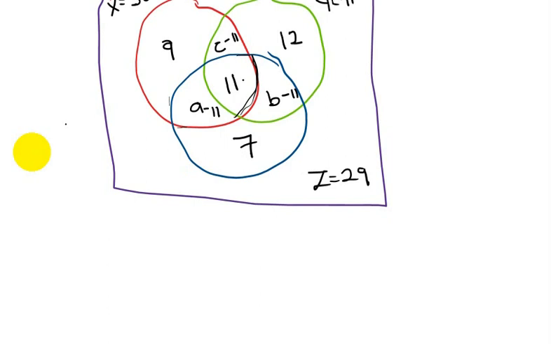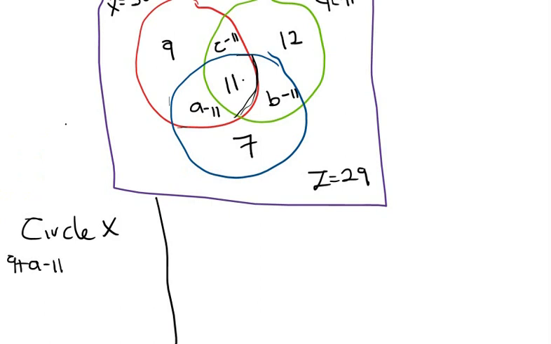Now we are picking circle X. So we will add everything in the red section and equate it to 33. So it's going to be 9 plus A minus 11 plus 11 plus C minus 11 equals 33. Now minus 11 and plus 11 will be 0, right? And 9 minus 11 will give you minus 2.